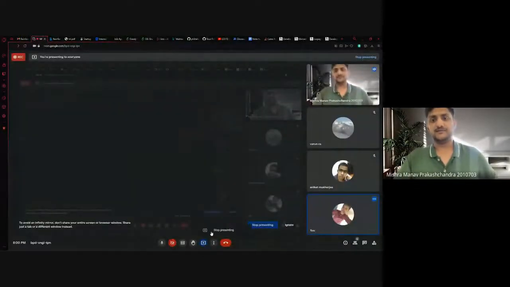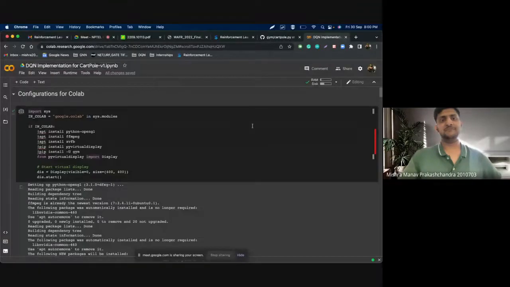Okay, so we'll quickly see the implementation. This is a Colab file for implementing the cart pole problem. Okay, so a quick introduction to the cart pole problem.